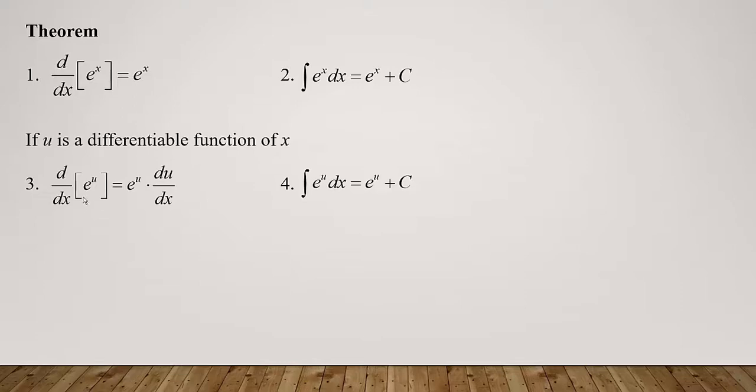So think of it this way. You have e to something. The derivative is, well, the same function times the derivative of the exponent. And then part 4, the antiderivative of e to the u is e to the u plus c.